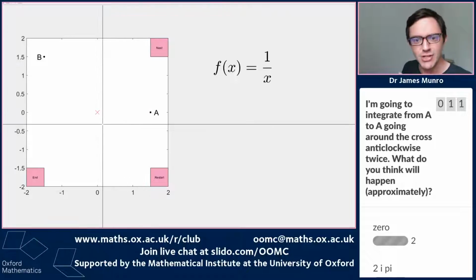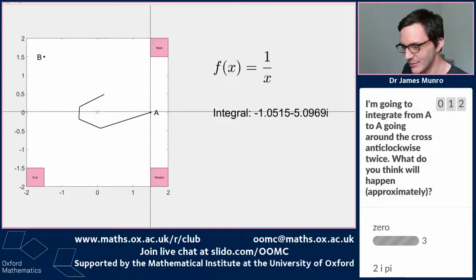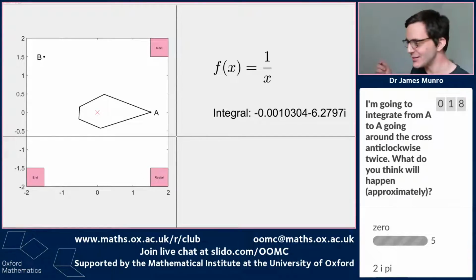So I'll just do a few more while you're voting. This is really confusing, by the way. So if I go around the origin like that, then I don't get a 0, I get minus 2 pi i. Oh, I suppose by putting the poll up, I've admitted that 6.28 is pretty close to 2 times pi.